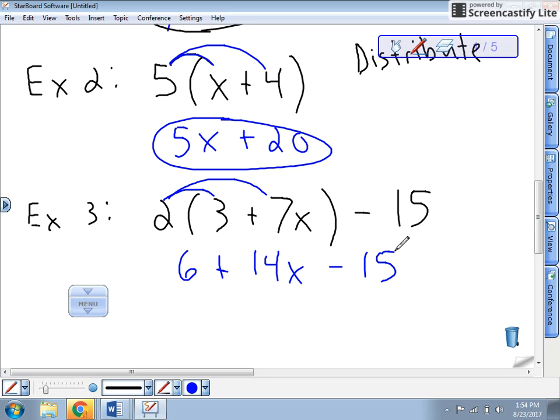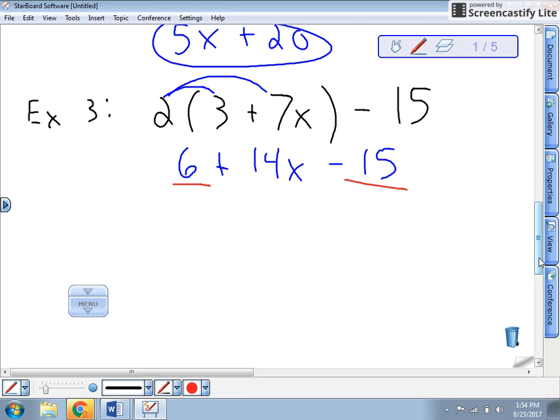Make sure to check to see if you can combine any like terms. In this case, we can. We can combine the 6 and the minus 15. So when I rewrite my final answer, I'm going to write the x term, the variable term, first. So I'm going to have 14x. Can't combine that with anything. And then I'm going to have the 6 minus 15. So 6 minus 15, that's going to be negative 9. So combine those like terms. That is my final answer.